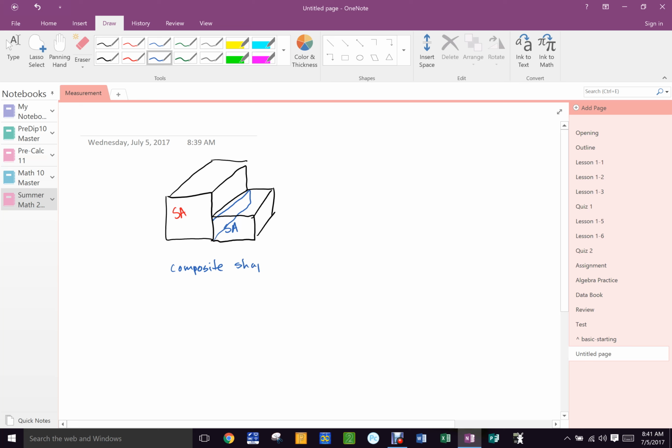You don't have to write this down, but if you want to, you can. Composite shapes, you must subtract 2 overlaps for surface area. What about volume? Is there any subtraction? No, there isn't, because it's the amount of space that's inside the object, right? So there's all this space and all this space. Volume has no subtractions.